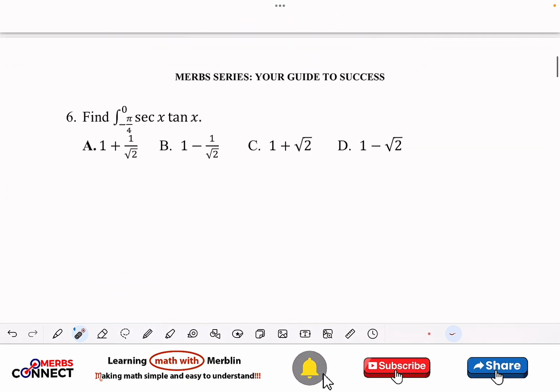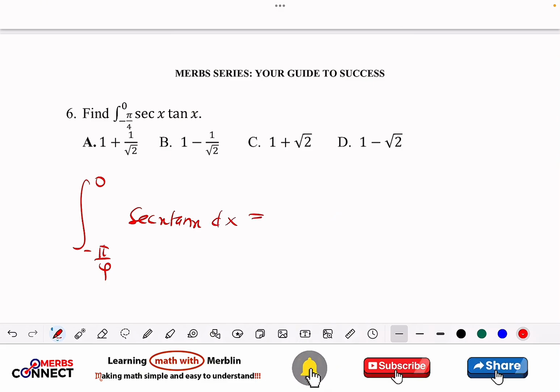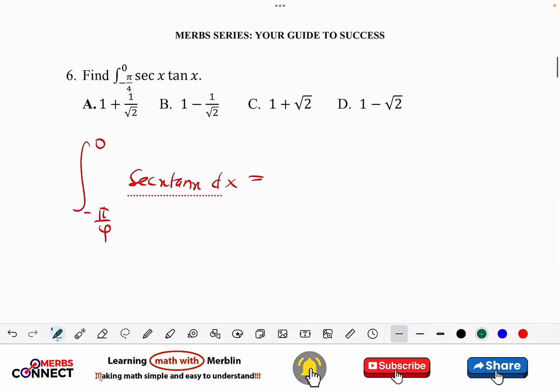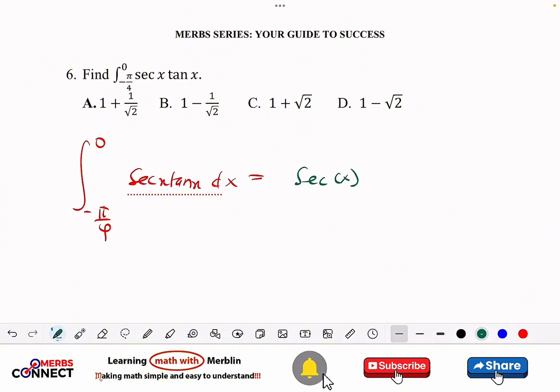Let's look at question 6. So we want to integrate from minus pi over 4 to 0 of secant tan x dx. For me, I always say that if you know how to do differentiation, basically the integration becomes a bonus. Now I know that when I differentiate secant, I get secant tan. So it means that when I integrate this, I need to get secant. So this is just going to give us secant of x, from minus pi over 4 to 0. So that's basically the idea here.